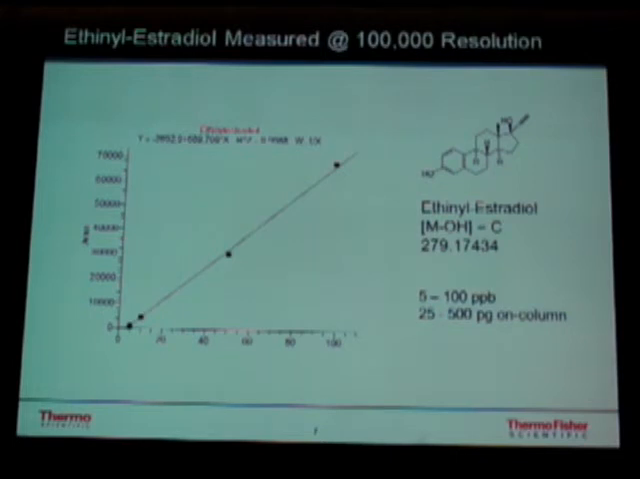Now, this is based on Orbitrap. So the one obvious question that comes up is, okay, how quantitative is this? As you can see, when you run this at 100,000 resolution, you get a perfect linear curve from 5 to 100 parts per billion, or from 25 to 500 picograms on-column injection. So it's a very linear, quantitative device.